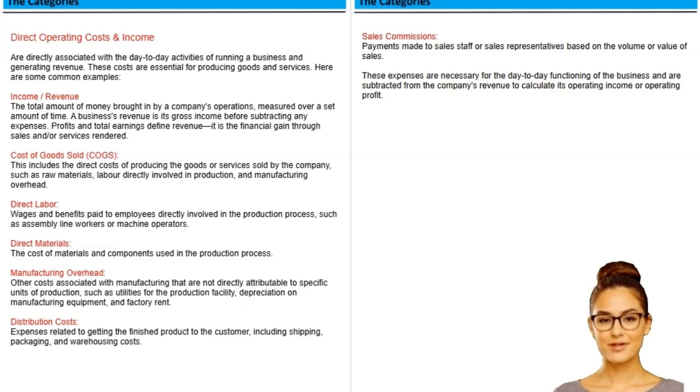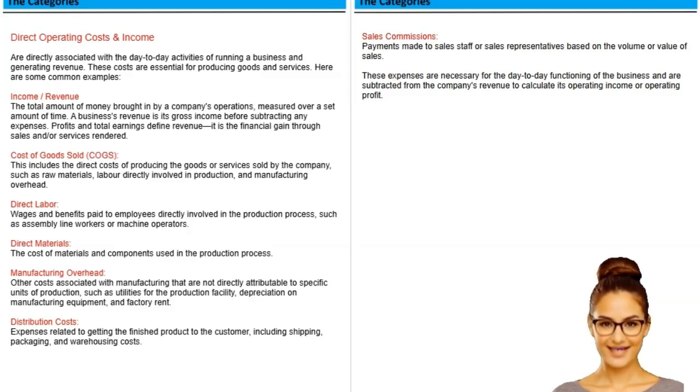These are items that are directly associated with the day-to-day activities of running a business and generating revenue. These costs are essential for producing goods and services. Here are some common examples. Firstly, we have revenue. It's the total amount of money brought in by a company's operations, measured over a set amount of time. A business's revenue is its gross income before subtracting any expenses. Profits and total earnings define revenue. It is the financial gain through sales and/or services rendered.